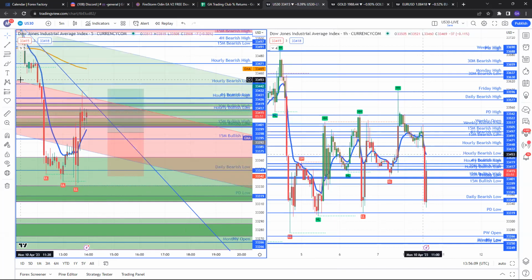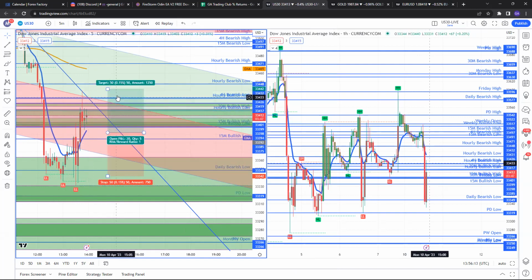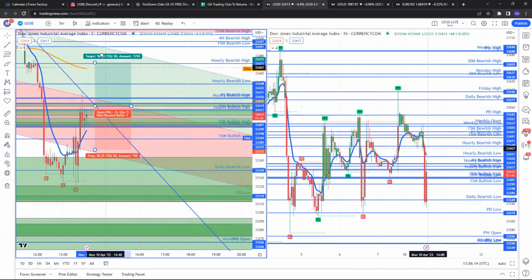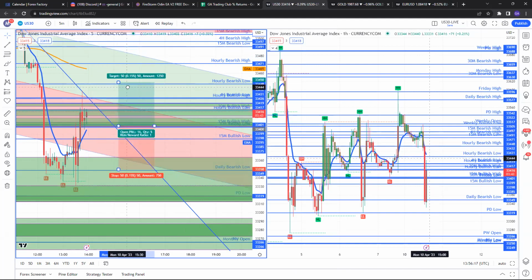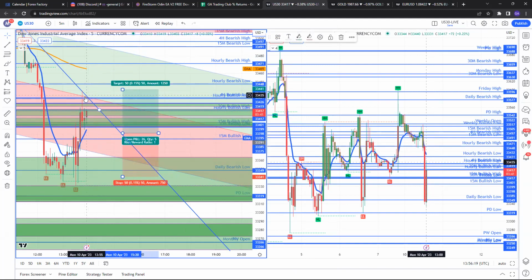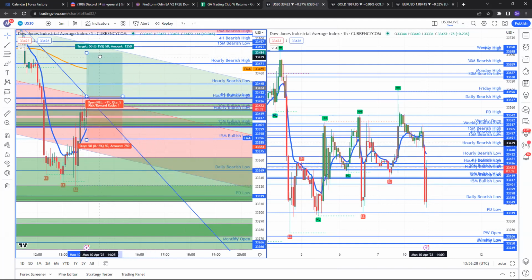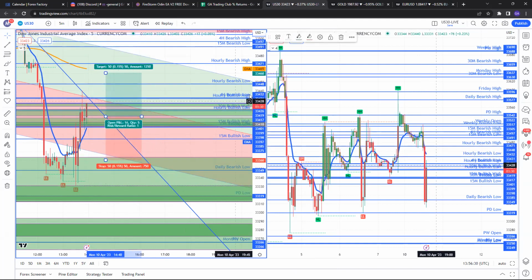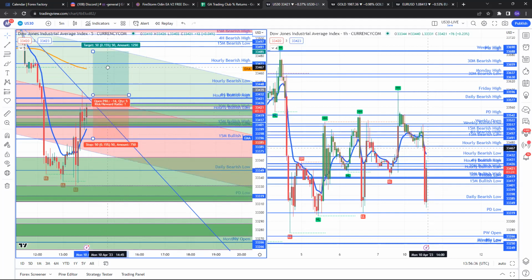Okay, so you can see that we are in a sell trend. The trend right here is a sell. So ideally for a buy, we need price to close above this trend line. And ideally, if price does close above, we need a retest of the trend line and closure above. At that point, I will be entering a buy, because ideally it will also line up with this hourly bullish high. So that's what I'll be looking for.